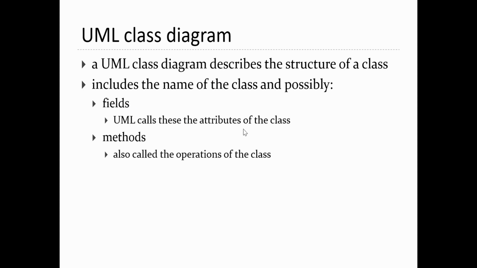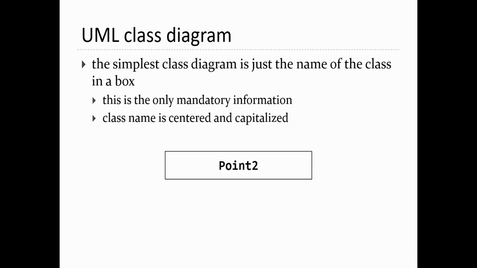UML calls these attributes. Then you can put your methods in the box, and UML tends to call these operations. So what does this look like? Well, it looks like this. There's our Point2 class as a UML class diagram. The simplest class diagram is just the name of the class in a box, and that's the only mandatory information. A class diagram always has the name of a class, and that's it. By convention, you center and capitalize the class name.